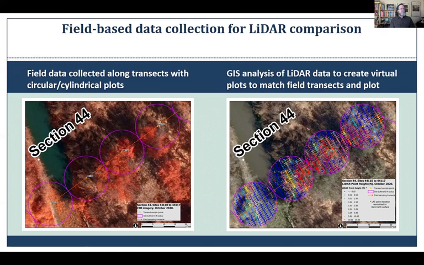Here's an example of some of the data. On the left is a multispectral image, in this case color infrared, just showing a portion of transect 44 and some of those circular plots that were established along the transect. On the right is a plot of LiDAR laser return data, color-coded to show relative elevation or height above the ground surface. The blue dots are those laser returns from at or near the ground surface, whereas the red ones are higher in the canopy, in this case 10 to 30 feet above the ground surface.